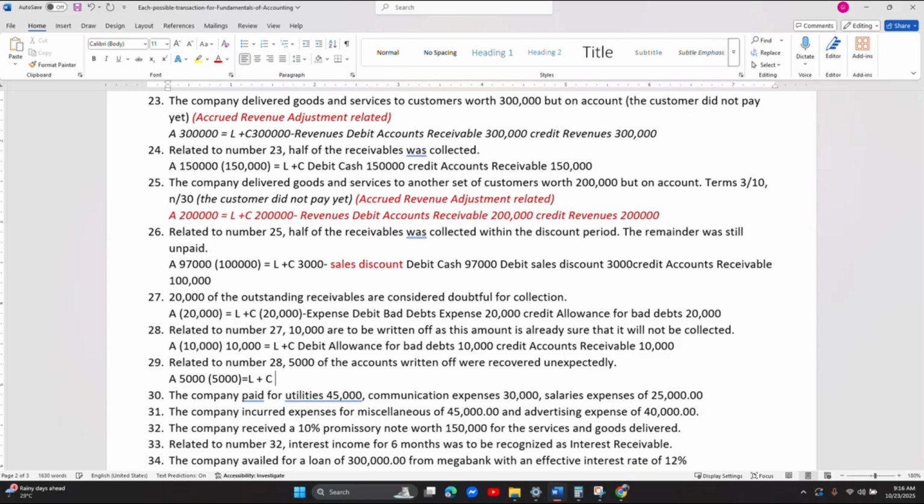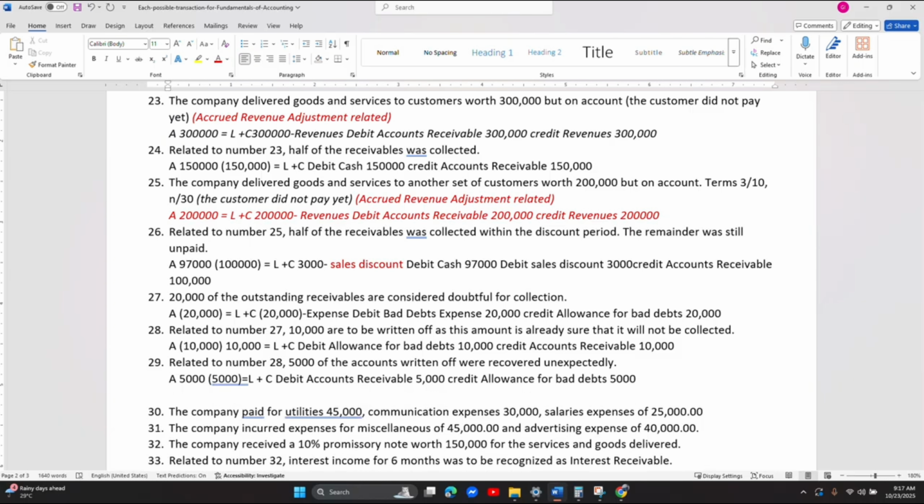Okay? And as to the entry, you have to debit accounts receivable 5,000, and then credit allowance for bad debts 5,000 also. That's the first entry. But then again, if we say the accounts were recovered, that means you have collected this 5,000 also. So it's not right to leave it at accounts receivable. So you have to make an entry.